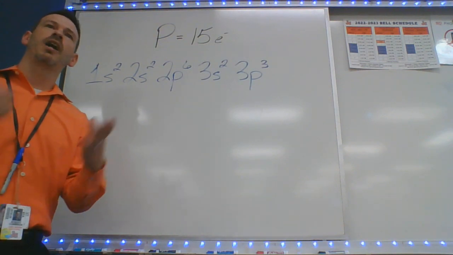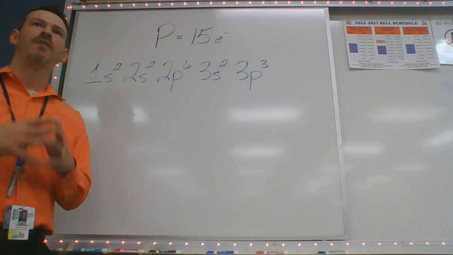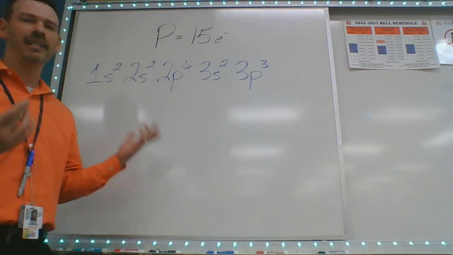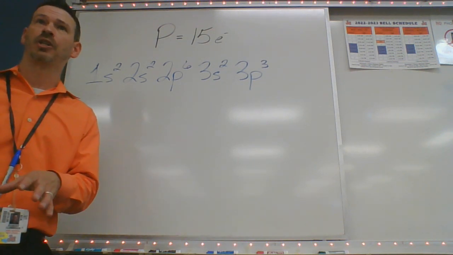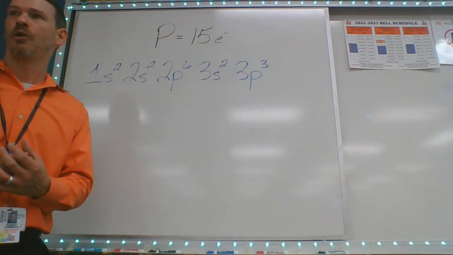This is the electron configuration notation of phosphorus. And you can see that it's a little bit less work than the orbital notation is, because you're not doing dumb lines and arrows.